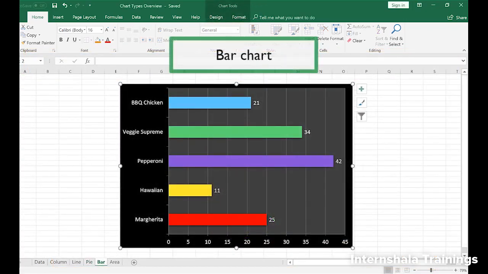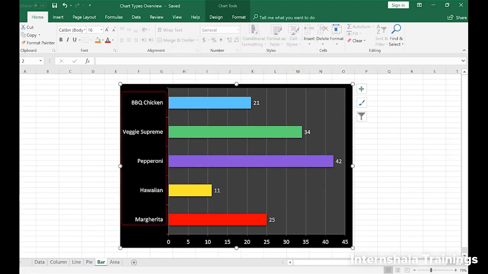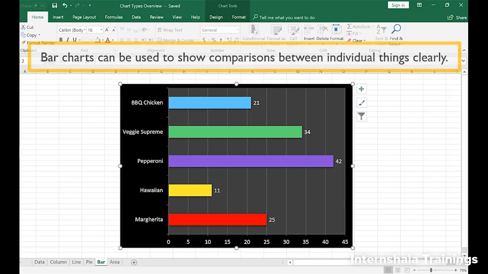Now a bar chart is basically a column chart turned on its side. Categories are typically organized along the vertical axis and values are plotted along the horizontal axis. Bar charts can be used to show comparisons between individual things very clearly.